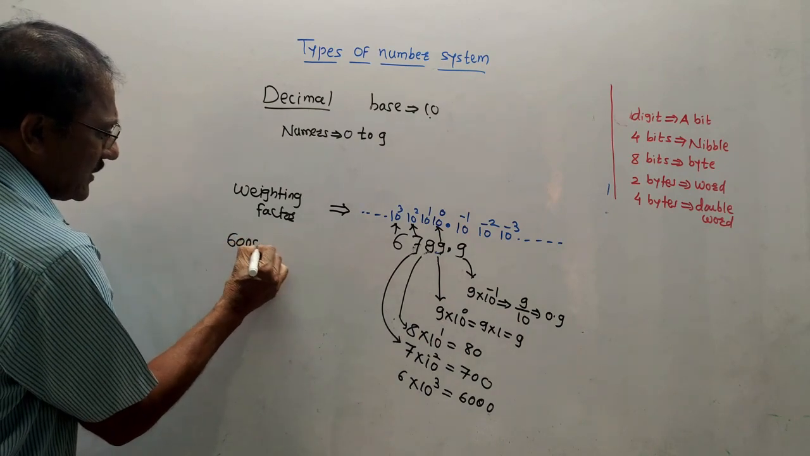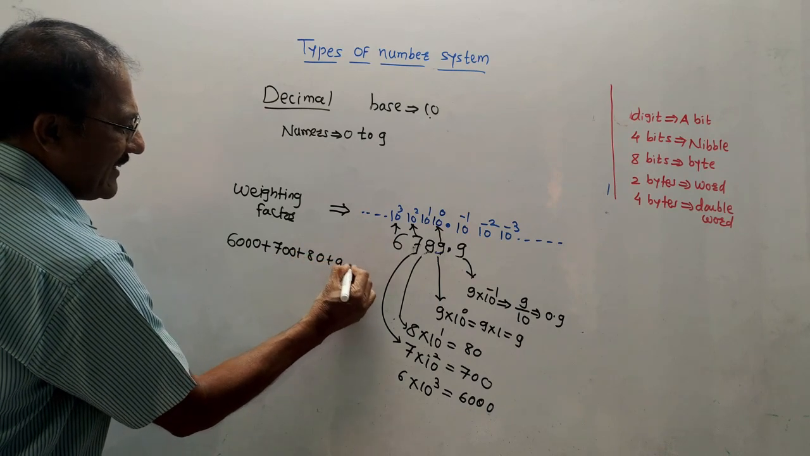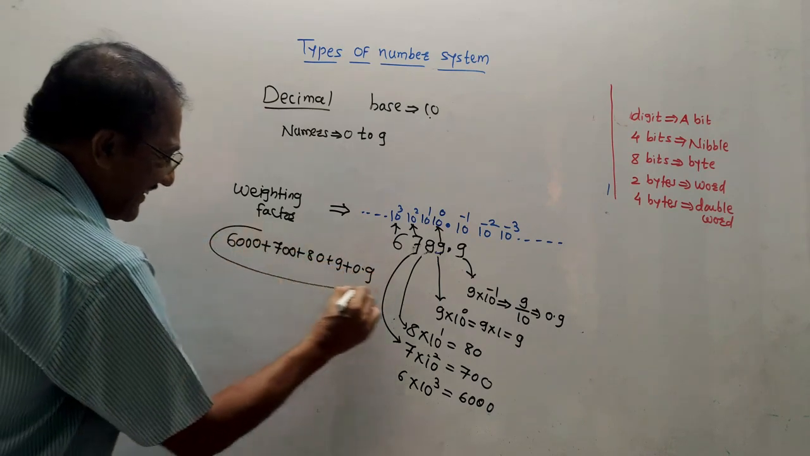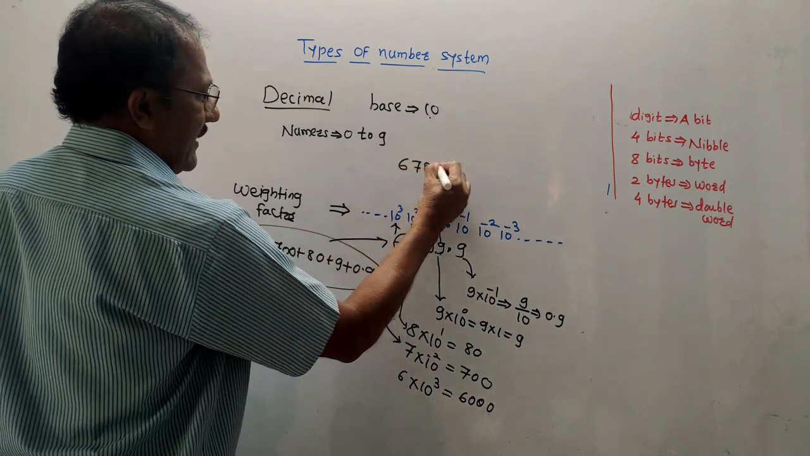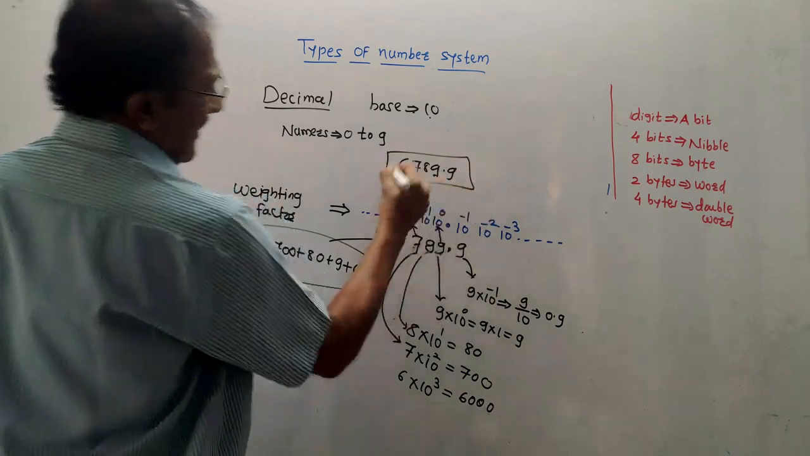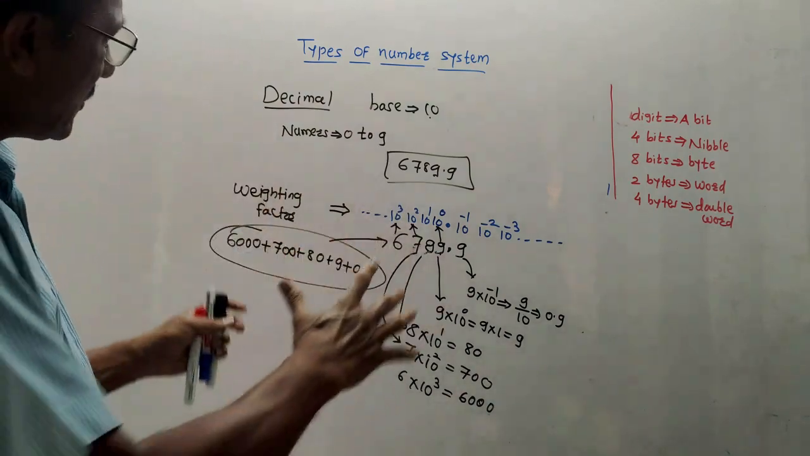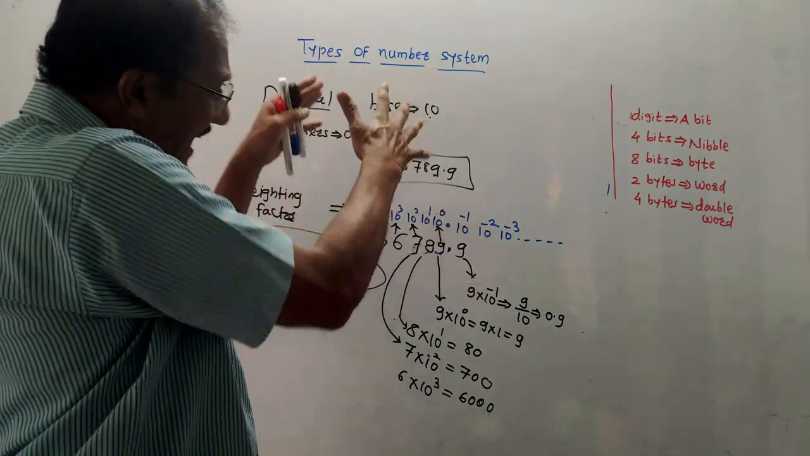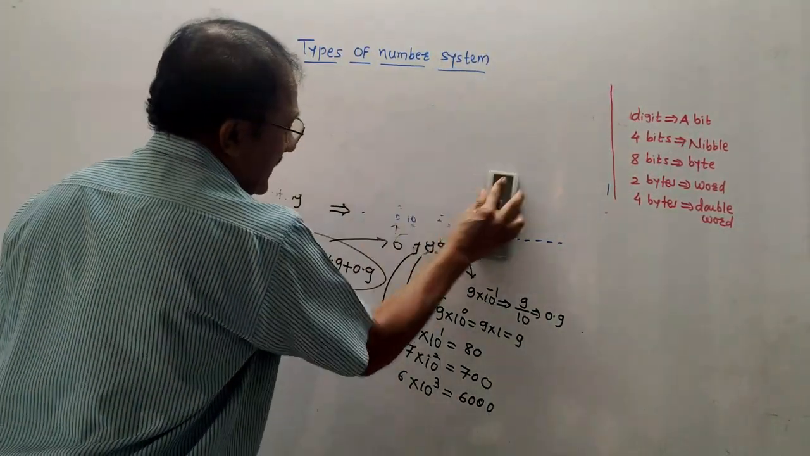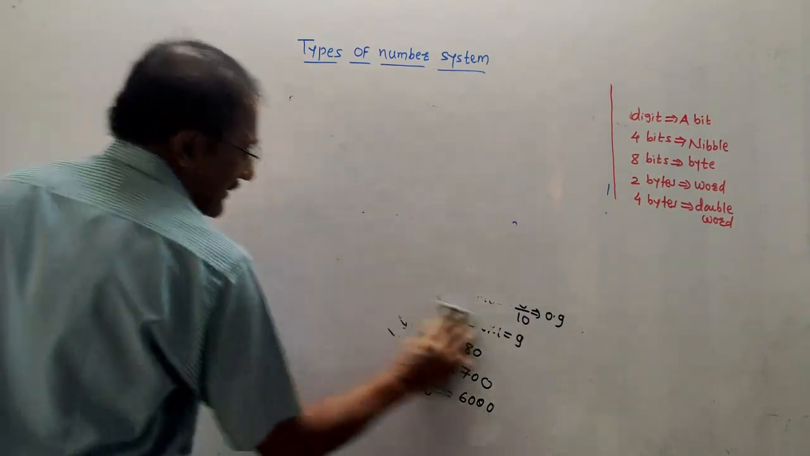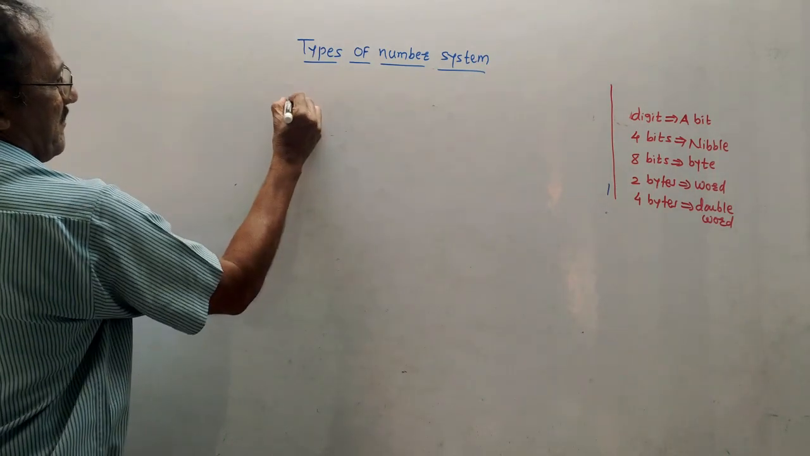So it is 6000 plus 700 plus 80 plus 9 plus 0.9, and it represents this given number, that is 6789.9. This is the case as far as the decimal number system is concerned. As I mentioned, this is the simplest number system. Everyone is aware of this, but as far as electronics as well as computer subjects are concerned, mainly the second type of system is used, which is known as the binary system.